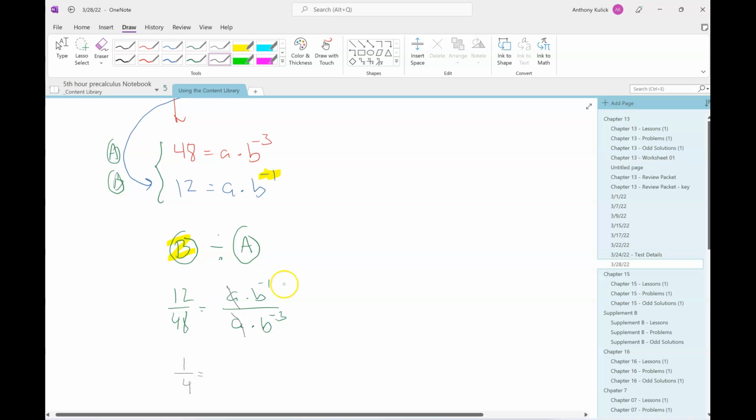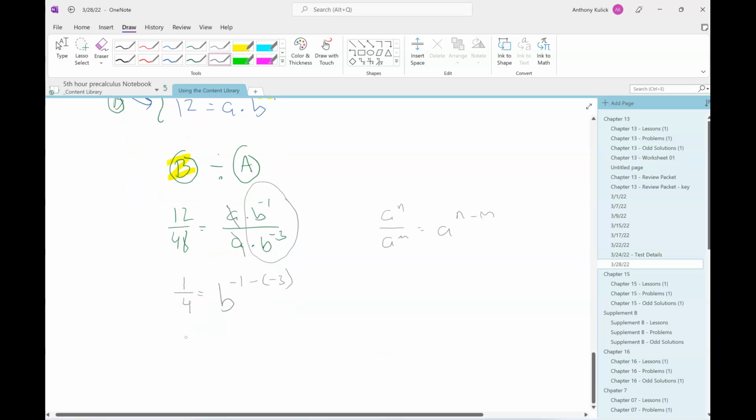And then how do I do something like this? Well, we had a property for exponents that you should remember from last chapter, that the quotient of two exponentials is the difference of exponents. So here this is going to be b to the negative 1 minus negative 3, which is just 2. Yes, sir. Of course.